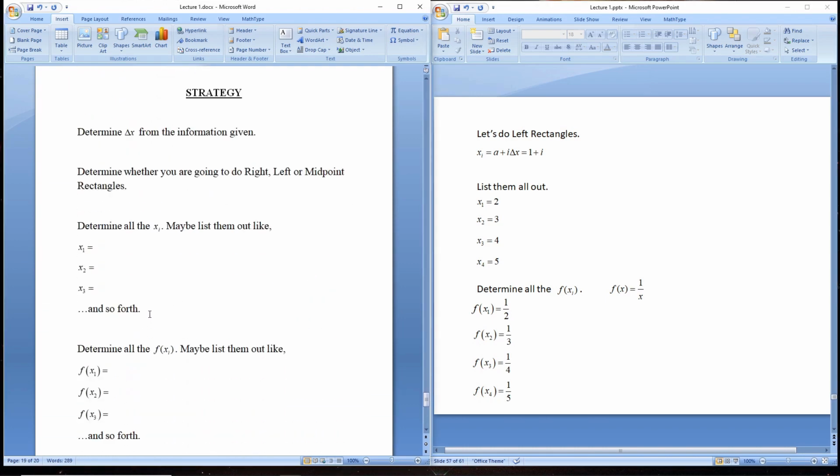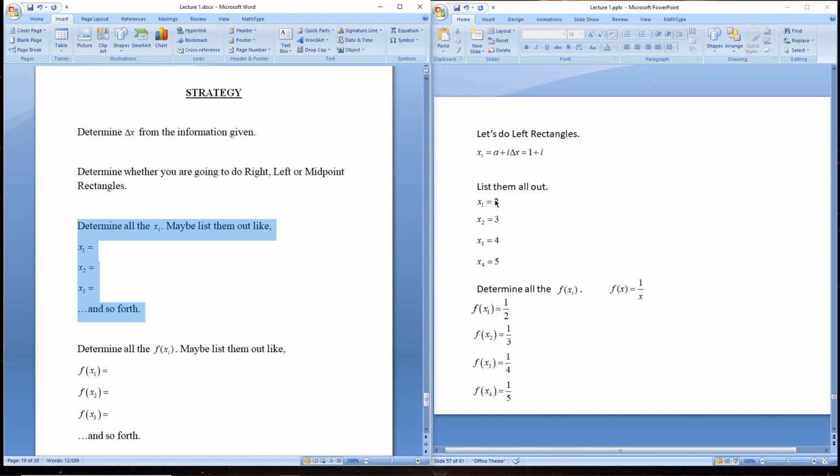So we want to list, we're on our step here, list out all the positions of the rectangles. So that means cycling through i from 1 to 4. When i equals 1, we get 1 plus 1 is 2. When i equals 2, we get 2 plus 1 is 3. When i equals 3, we get 4, and 4 plus 1 is 5. So listing out all the positions of where the rectangles are at.